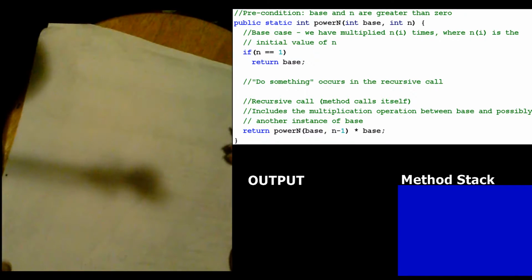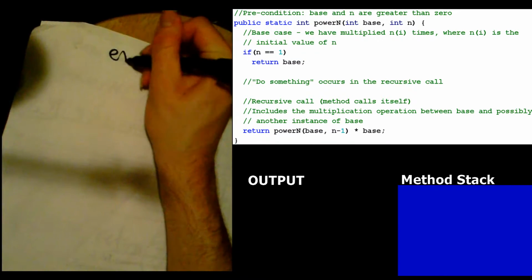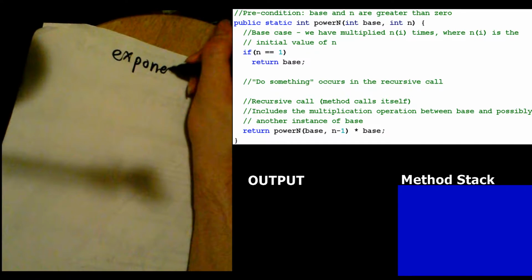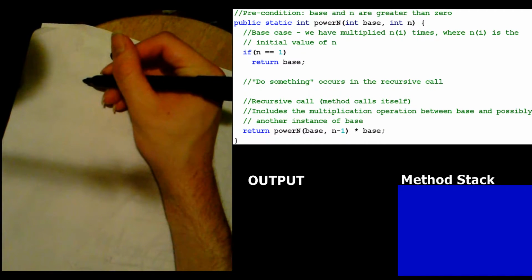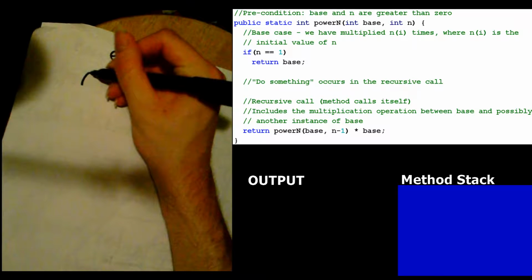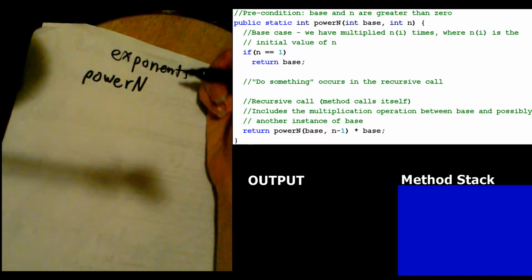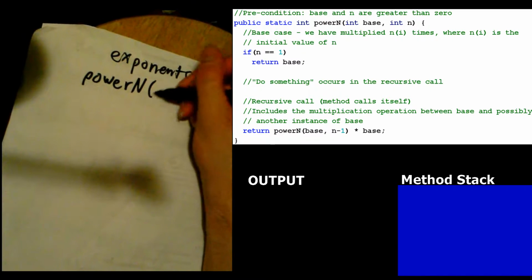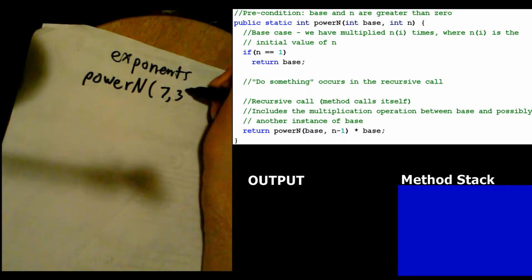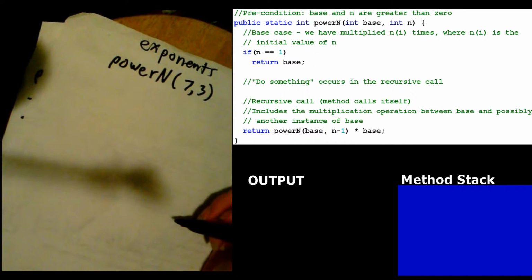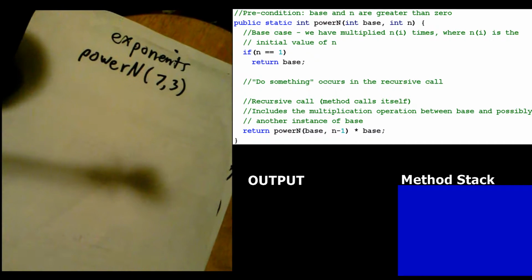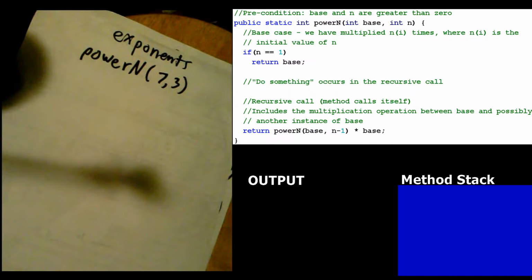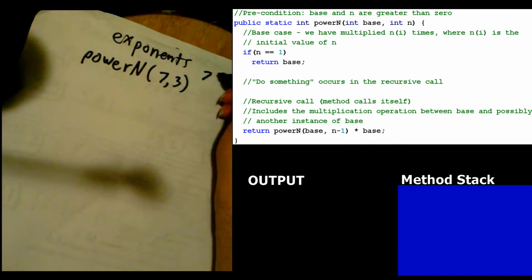So we're dealing with exponents. Exponents, or powers, is where we multiply a number by itself a certain number of times. In this code, our method is named power n, and it takes two integers, two whole numbers that are both going to be bigger than 0, one which is the base, and then one which is the exponent itself, the n, 3.